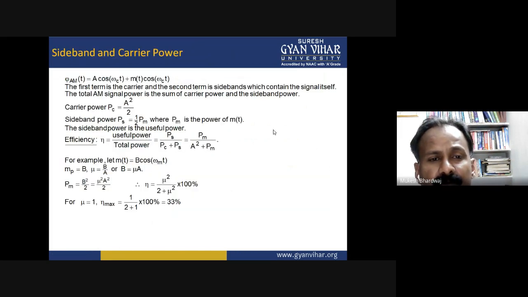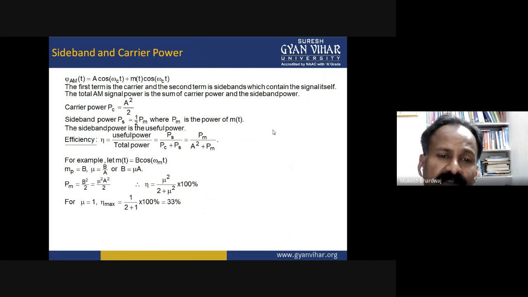Sideband and carrier powers, again important terminology. The first term is the carrier and the second term is the sideband, which contains the signal itself. The total amplitude modulated signal power is the sum of the carrier power and the sideband power. The carrier power is given by PC equals A square by 2 and the sideband power is equal to one by two PM, where PM is the power of m(t), that is the message signal. Sideband power is the useful power.